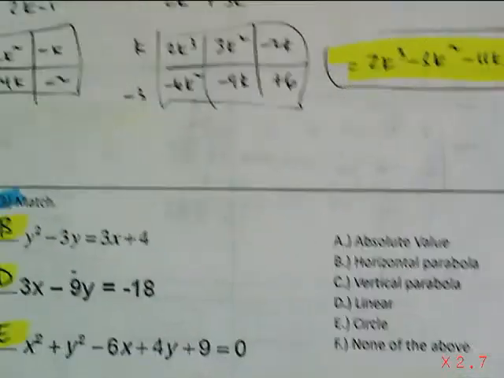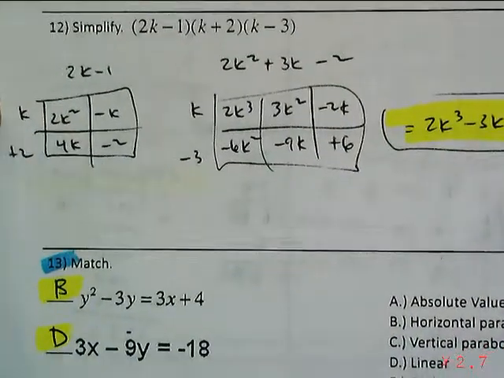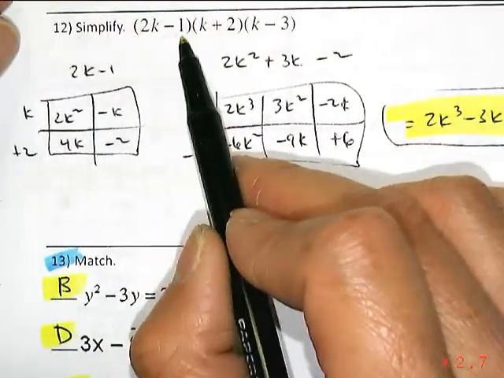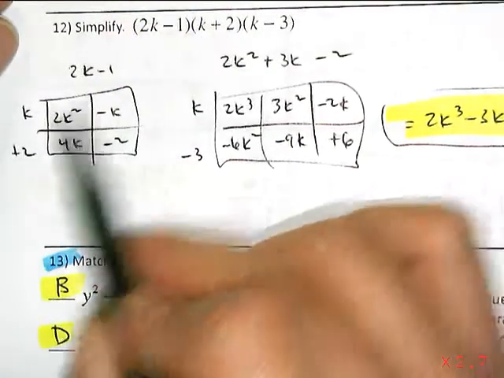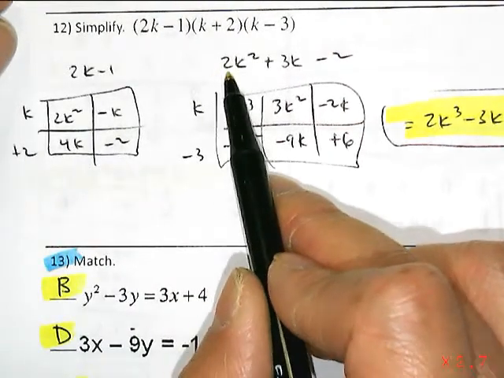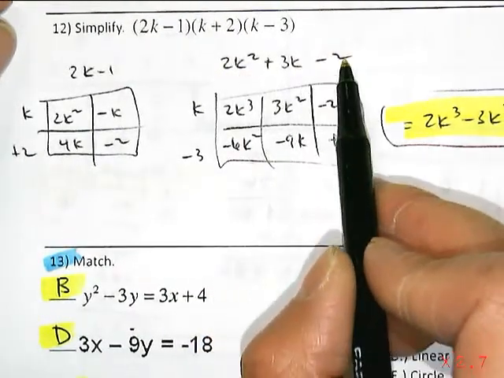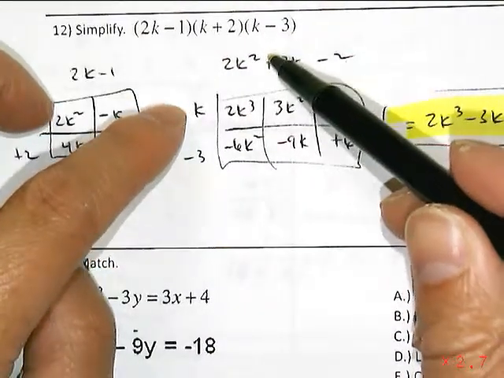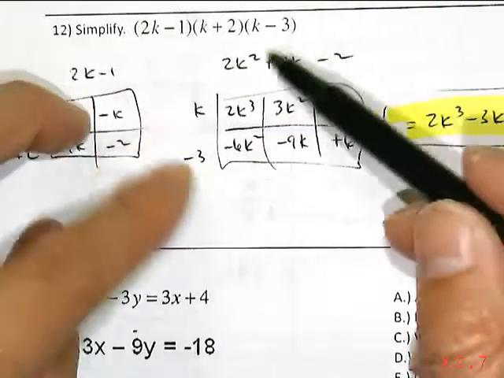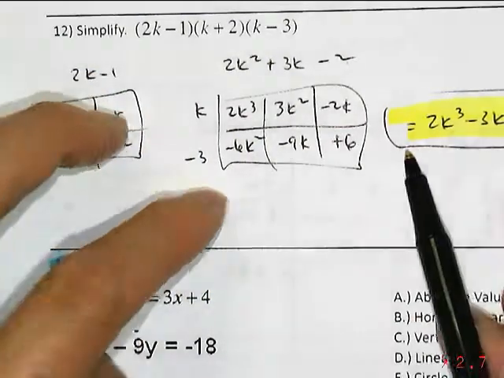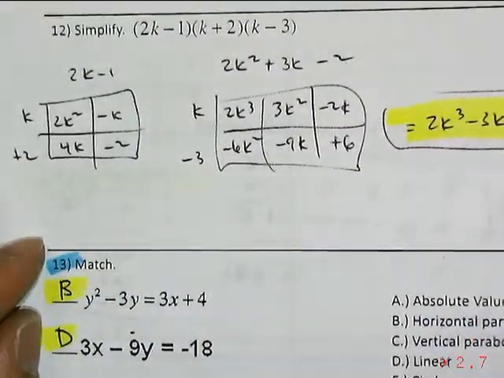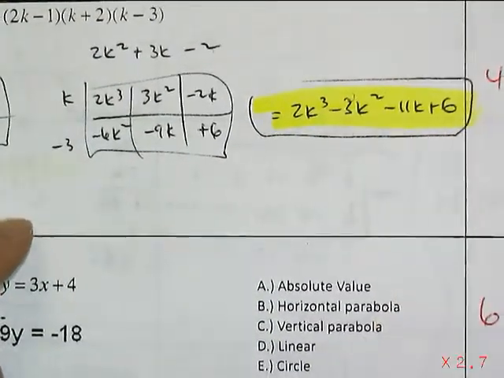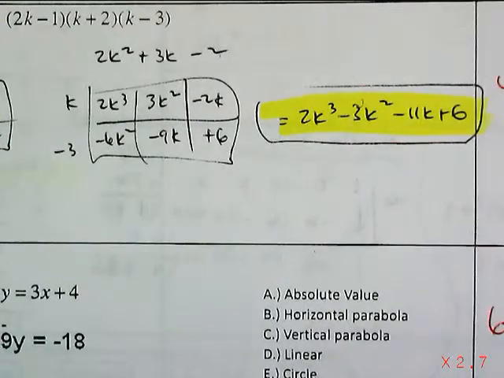Question number 12, you're essentially multiplying these binomials twice. So when you multiply 2k minus 1 and then k plus 2, you should have gotten 2k squared plus 3k minus 2. And then you'll multiply it by k minus 3. Notice how using area model, multiply, multiply, and then you'll combine like terms. You should have gotten 2k to the third minus 3k squared minus 11k plus 6. Free response question is worth 4.